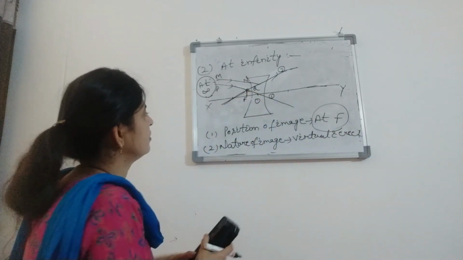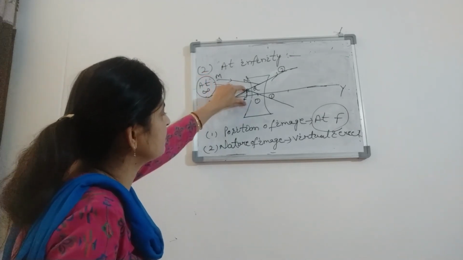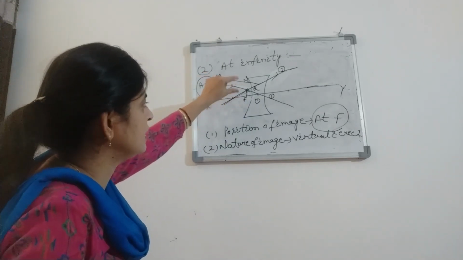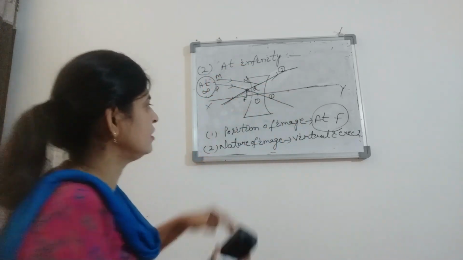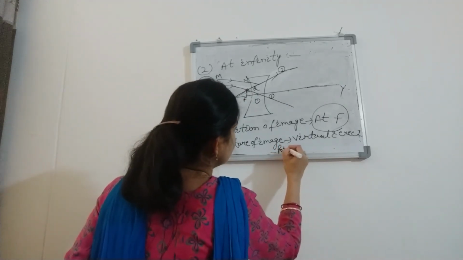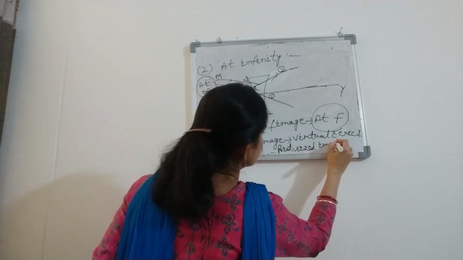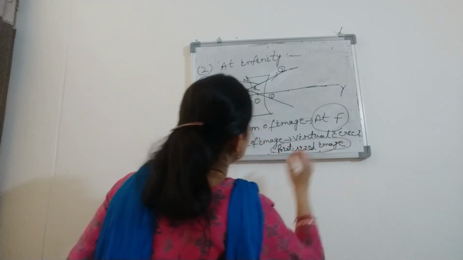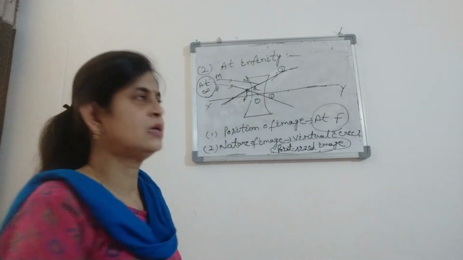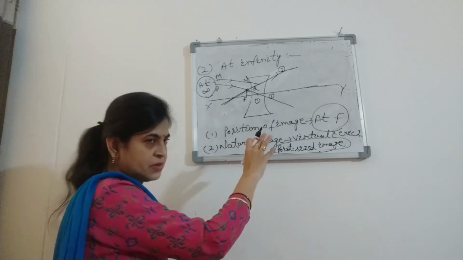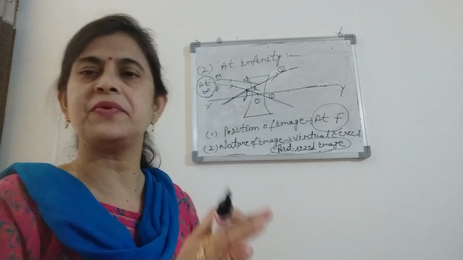And by comparing the height or the size of the object and image, it is clearly observed that a diminished image, or you can say a point sized image, will be formed. So this is all about the different positions of image and the nature of the image formed by both spherical lenses.